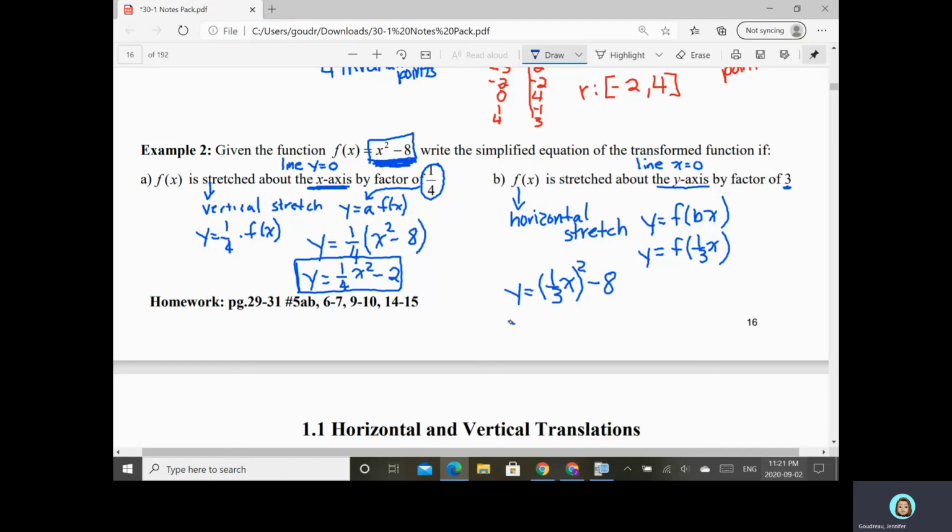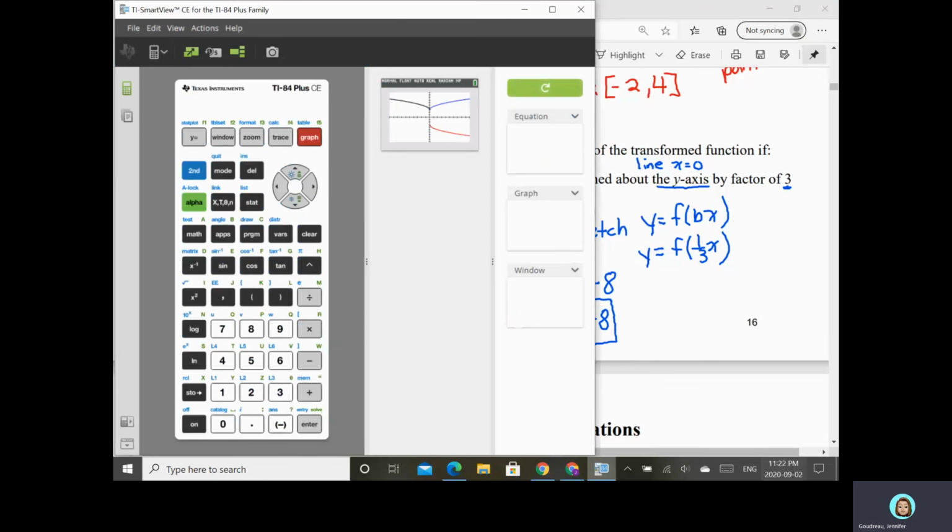We can just simplify this. We can square the 1/3 in the x, so 1/9 x squared minus 8. And you'll notice that minus 8 is not affected, and that's because this is not an A value. A will get distributed to both terms, but B is just with the x. So we just replace the x with bx. There is your equation.